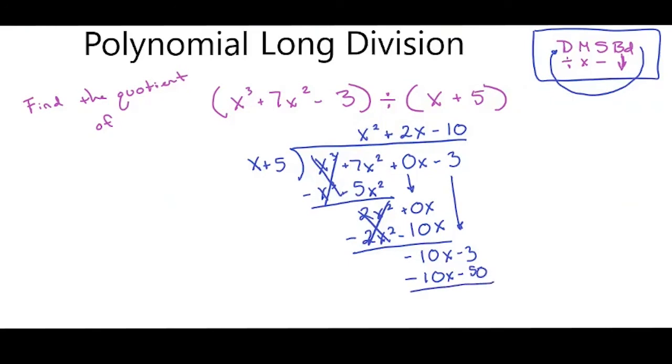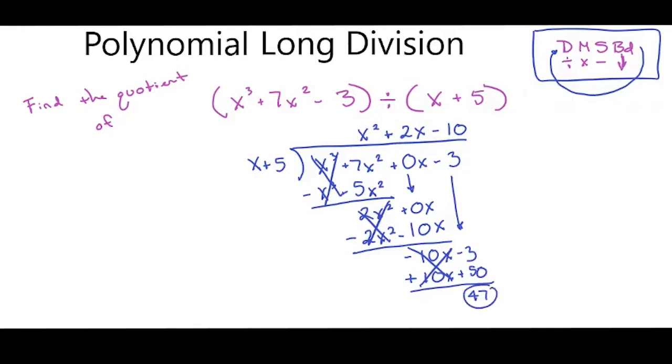Well, after you multiply, then you subtract. Well, in this case, we have minus signs already. So I'm going to make them plus signs so that we can cancel the 10x and the minus 10x. Now I have negative 3 plus 50. Well, negative 3 plus 50 is 47.